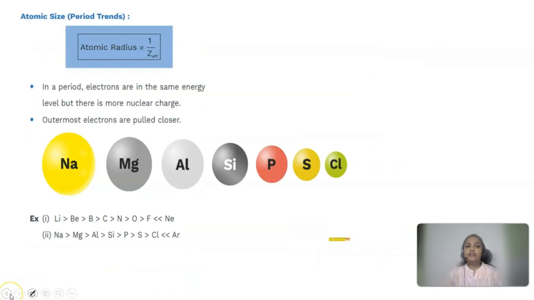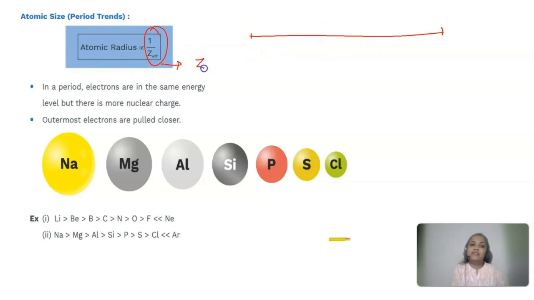So now if I talk about the trend. So firstly, we will study two trends, period and group. So if we move left to right, now what is this Z effective? Z effective means the effective nuclear charge. Now what is effective nuclear charge?